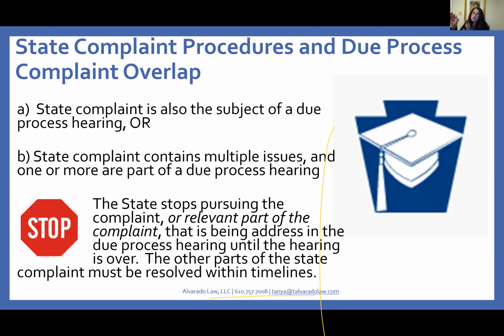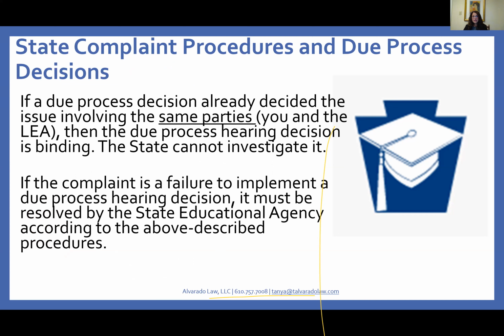The reverse is not true. If you went to due process and a hearing officer made the decision, the state doesn't review it and they're not going to overturn it or anything like that. So there is a difference. Okay.